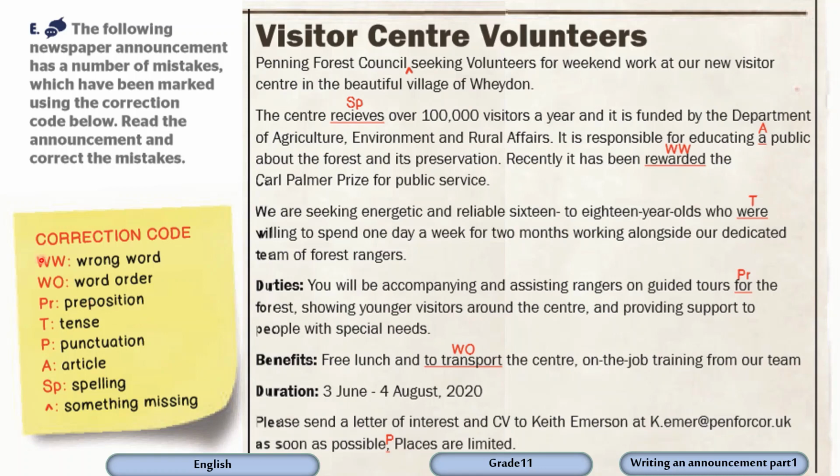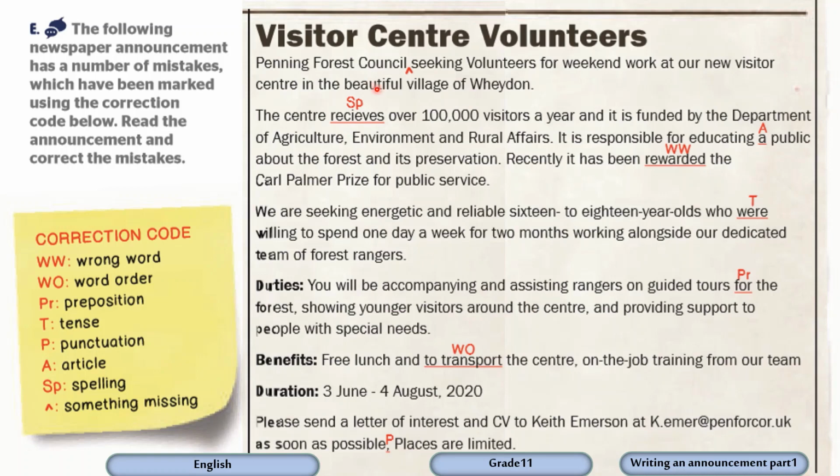So if you find this code WW, it means wrong word. WO, there is a problem in the word order. PR, there is a problem in the prepositions such as of, in, at, etc. T means the tense, if it is the past or the present. P is a punctuation. A, article. SP, spelling. And this code means something missing. Now, let's find out the mistakes.